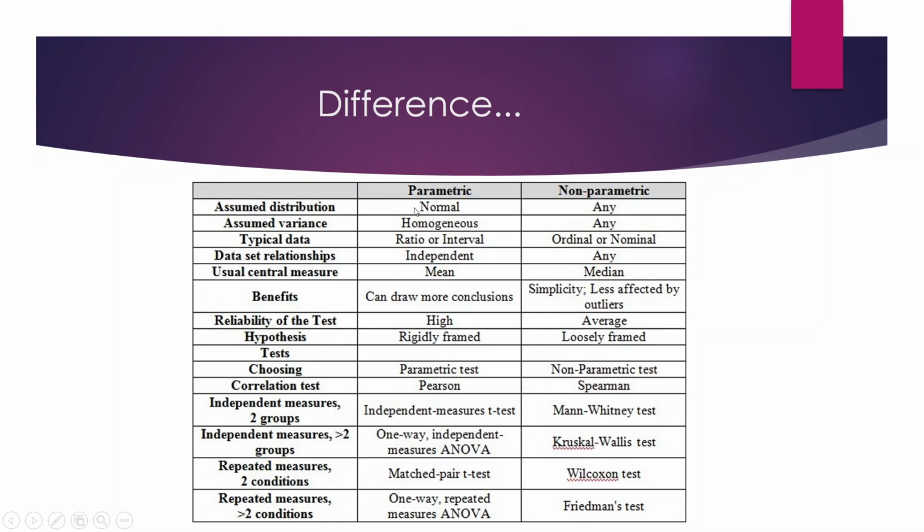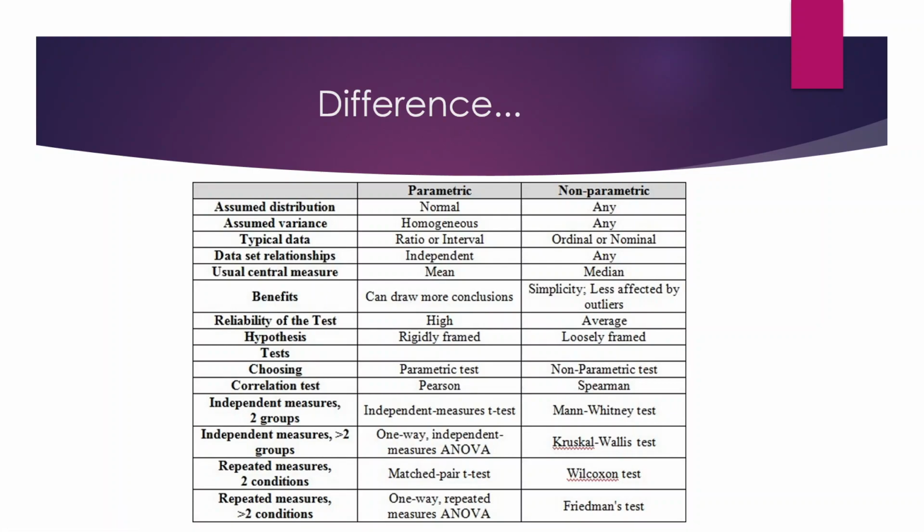Normally, a parametric test runs on the comparison of the means of two groups, or the sample mean compared with the population mean. In case of non-parametric, the test runs on the comparison of medians, and that's the reason non-parametric tests are less affected by outliers, because we are considering the median here. In case of parametric, we can draw more conclusions as we are using the mean. The reliability of a parametric test is very high because we are considering all the observations in the data, while in case of non-parametric, the reliability of the test is average.